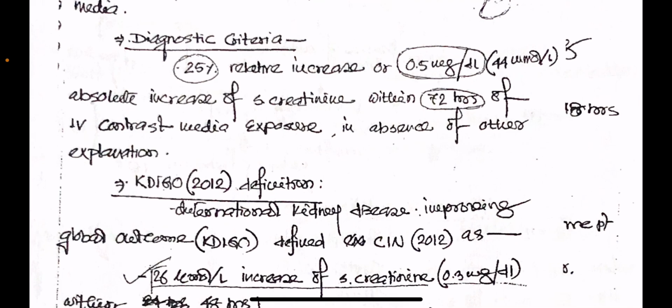Diagnostic criteria. What are the diagnostic criteria? 25% relative increase or 0.5 milligram per deciliter, that is 44 micromole per liter, absolute increase of serum creatinine within 72 hours of IV contrast media exposure in absence of other explanations. KDIGO 2012 definition.